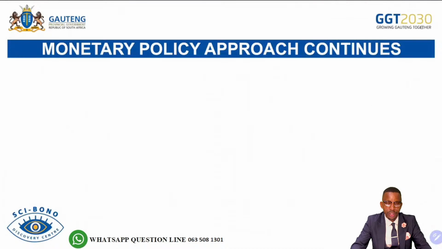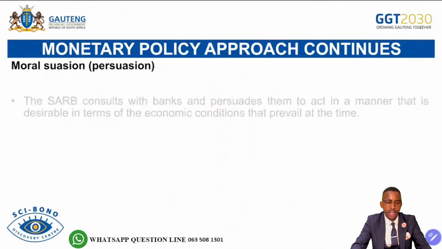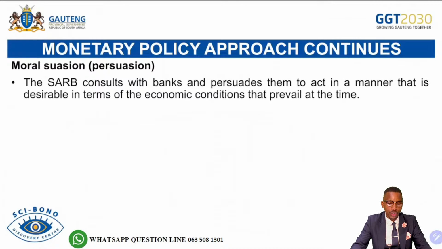And then we continue with the monetary policy. Moral suasion or moral persuasion. It is also regarded as a credit control. The South African Reserve Bank or central bank consults with banks and persuades them to act in a manner that is more desirable based on the current economic conditions.